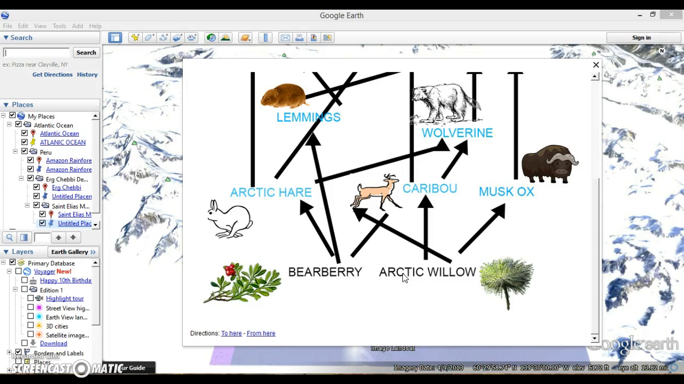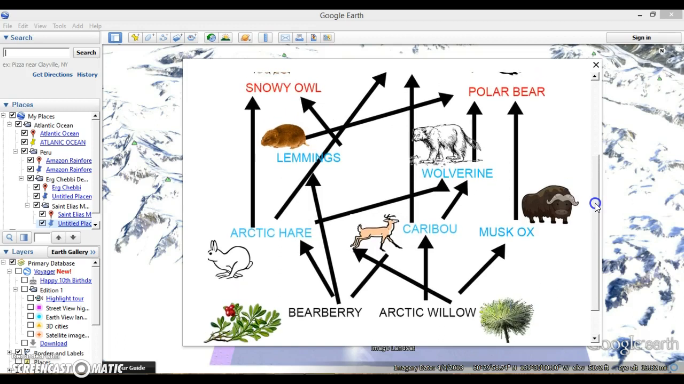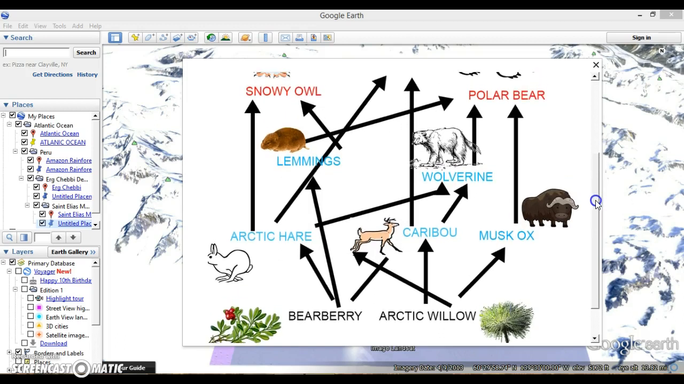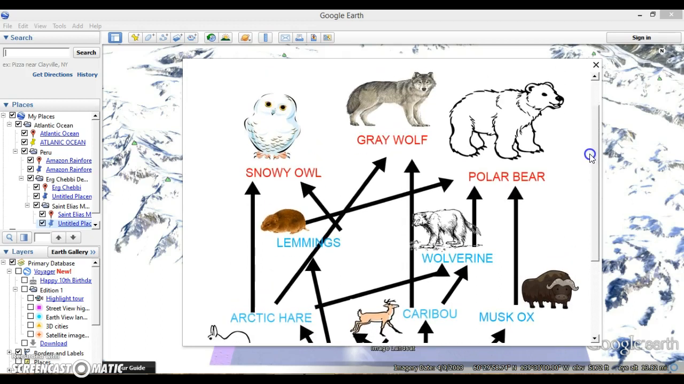They are eaten by herbivores such as the Arctic hare, the caribou, the lemmings, and the musk ox. The snowy owl eats the Arctic hare and the lemmings. The gray wolf eats the hare and the caribou, and the polar bear eats the ox, wolverine, lemmings, and caribou.